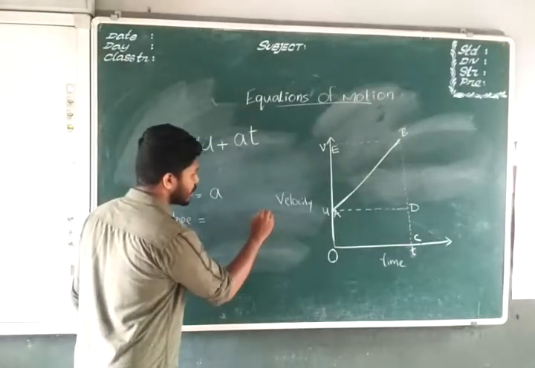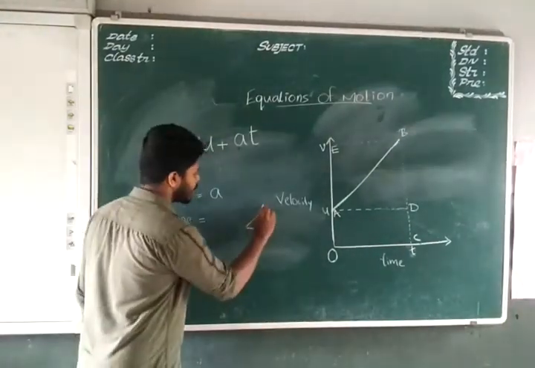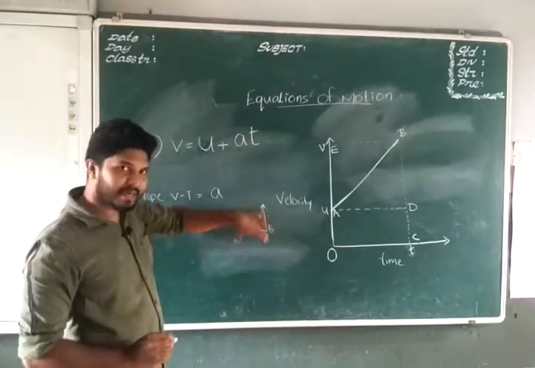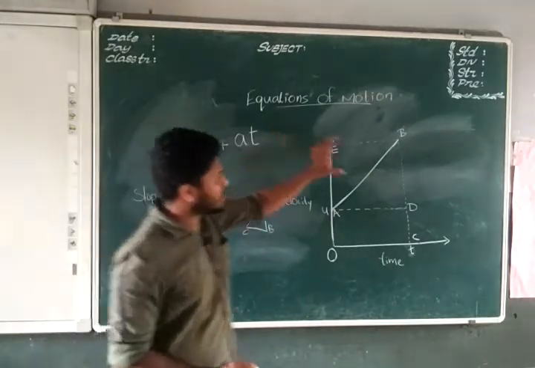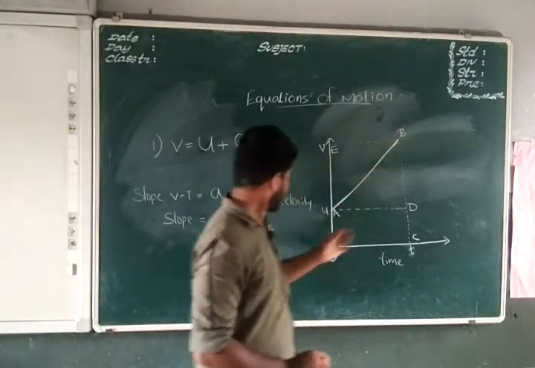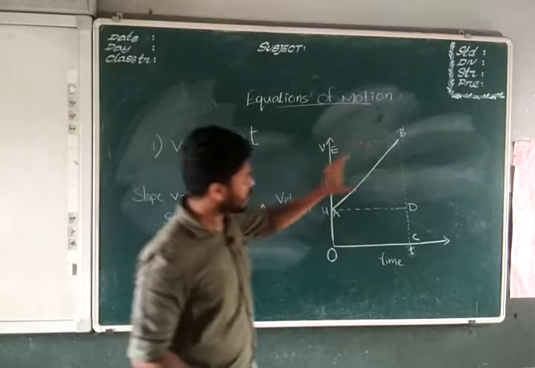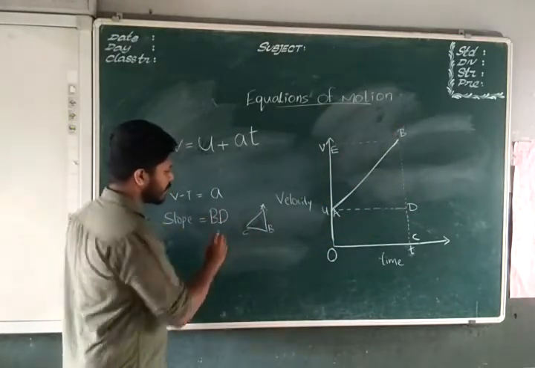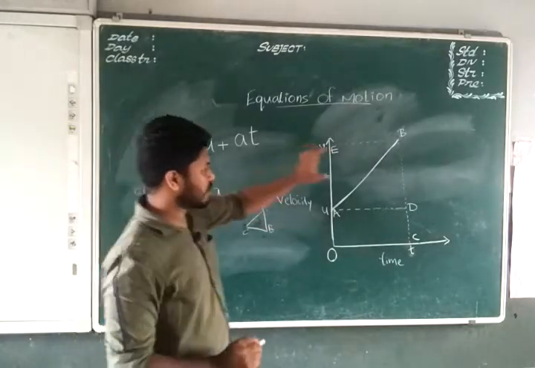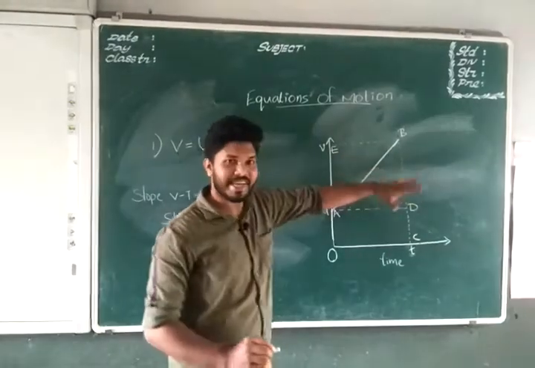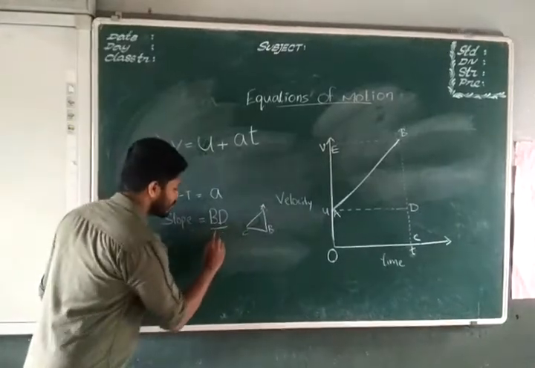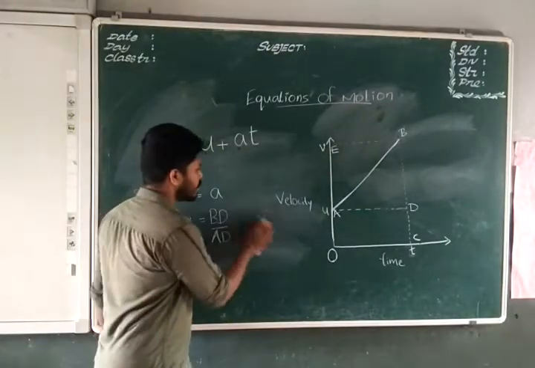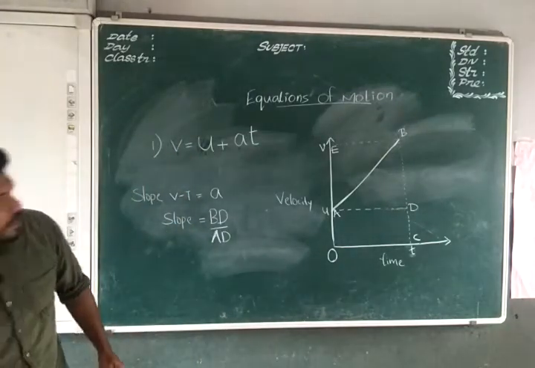If it was a triangle like this and we name it A, B, C, the slope is AB by BC. Here, as it was AB there, we take BD. So slope is equal to BD by AD. Hope it is clear. Very easy.